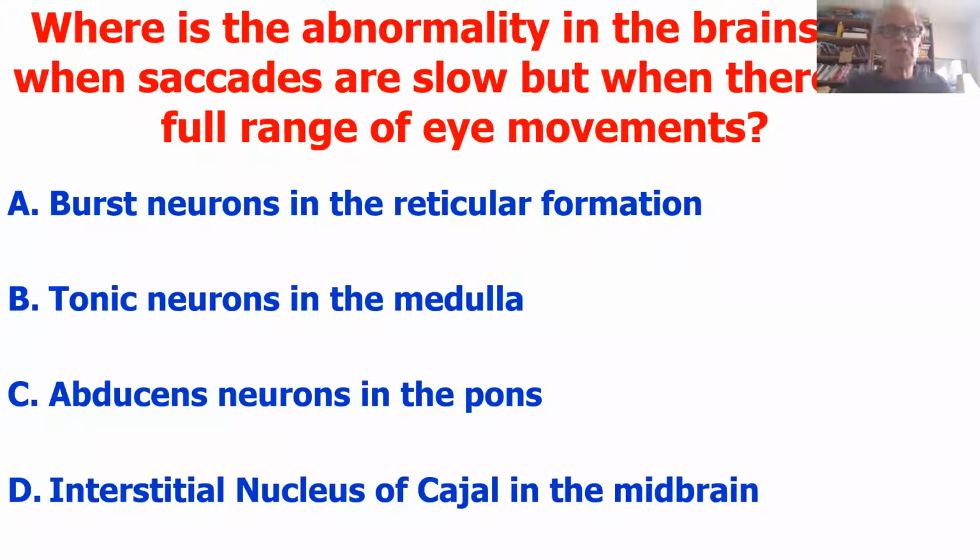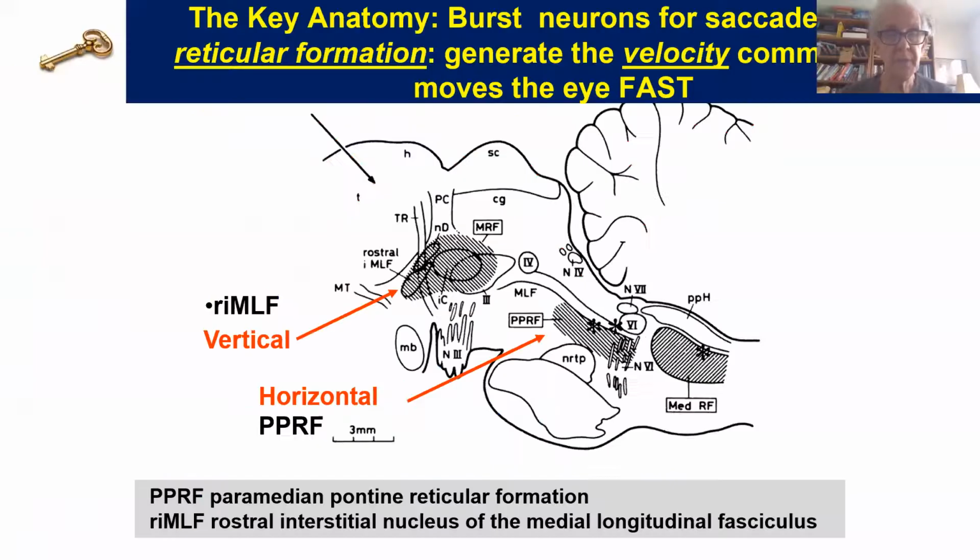When everything else is okay, the range of motion is full. Does this mean the burst neurons are affected, or are the tonic neurons in the medulla that hold positions of gaze, or are the abducens neurons bad, or is the Cajal bad? Well, where does the speed component come from for saccades? This has to be a burst neuron disease. And you all should know what this patient has because it was first described in your country.